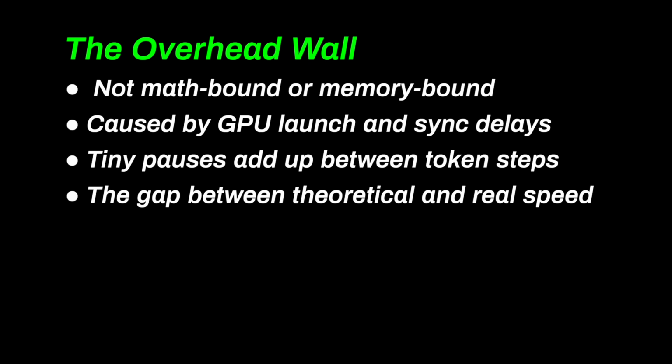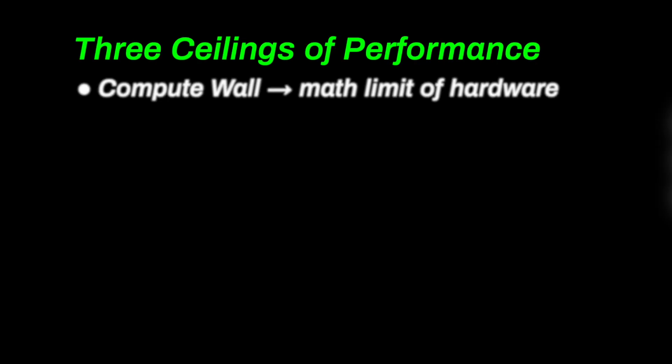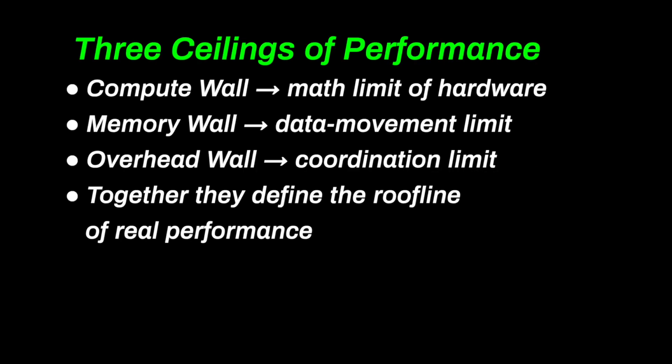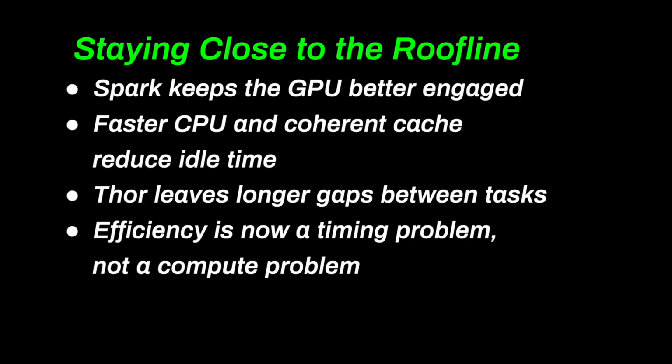It's the pause between steps, the brief moment when the GPU finishes one task and waits for the next data to be staged. In performance modeling, these limits define what engineers call a roofline, a way to visualize a ceiling set by system design. The compute wall marks how much math the hardware can do. The memory wall shows how fast data can move, and the overhead wall reveals how efficiently everything stays in sync beneath those roofs. Spark handles that coordination more smoothly.